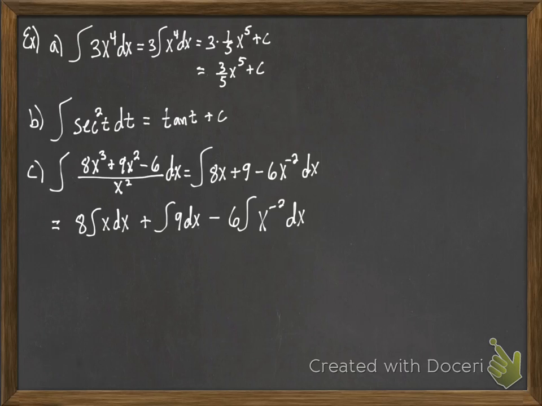Now the first one of these is straightforward, the 8x dx. We just add 1 to the exponent. So 1 plus 1 would be x squared, and then divide by it. So we get 8 times 1/2 x squared.